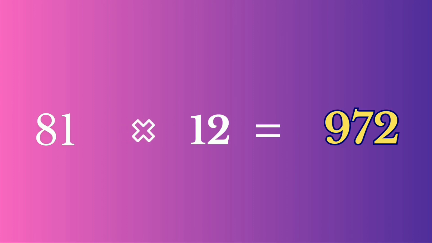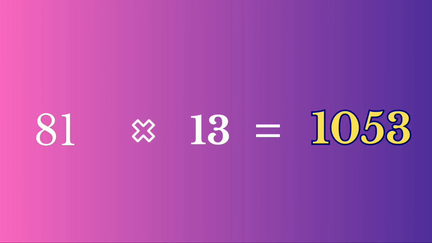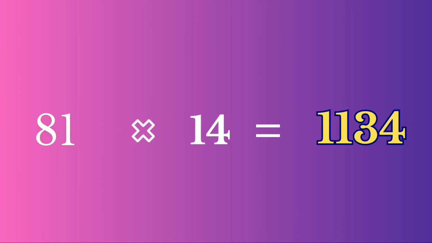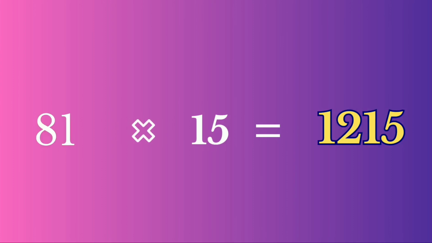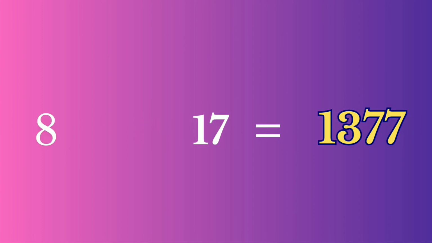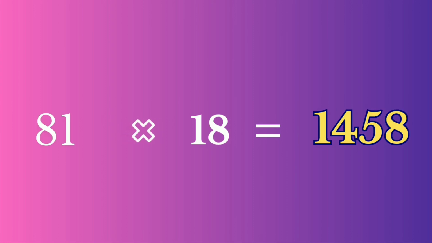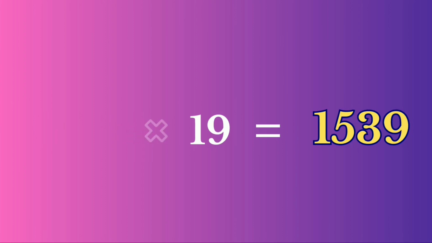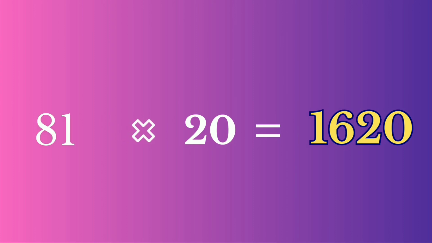81 elevens are 891. 81 twelves are 972. 81 thirteens are 1053. 81 fourteens are 1134. 81 fifteens are 1215. 81 sixteens are 1296. 81 seventeens are 1377. 81 eighteens are 1458. 81 nineteens are 1539. 81 twenties are 1620.